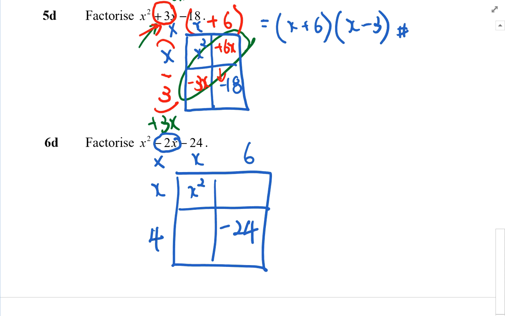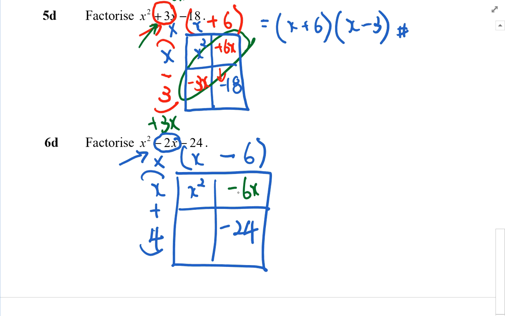But where does the negative value go to? Okay, now you have to make an informed decision. Look at the middle term again. It's a negative value. Since it's a negative value, should the minus go to the bigger number or the smaller number? If your answer is the bigger number, you are correct. The positive must go to the smaller number. Put them in brackets. Okay, let's do a check.